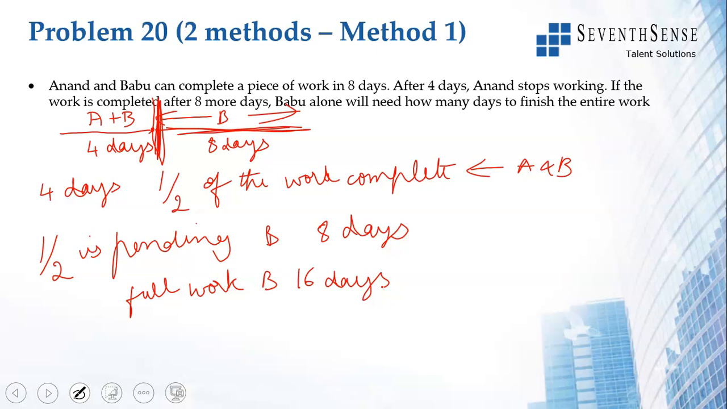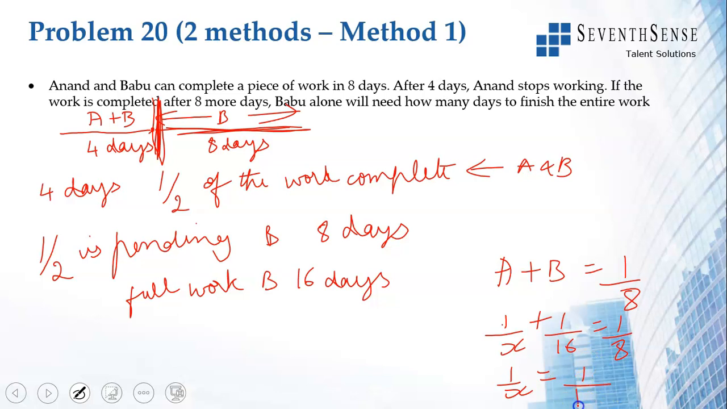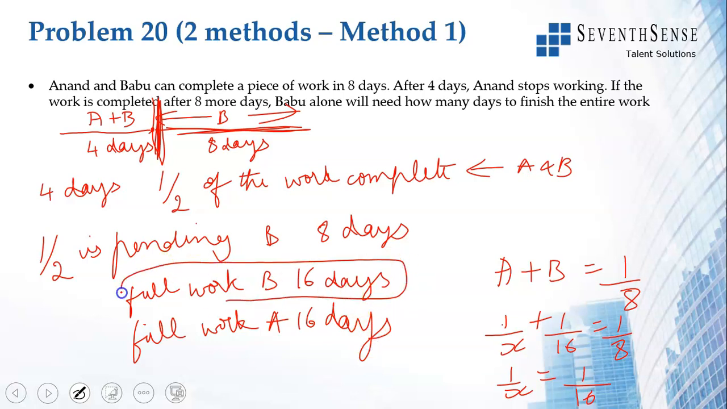So you put that in the equation. A plus B in 1 day will do 1 by 8. If A in 1 day does 1 by x of the work, B does 1 by 16 of the work, and it's 1 by 8. 1 by x is 1 by 8 minus 1 by 16, which is equal to 1 by 16. So A also needs 16 days. For the full work, B needs 16 days, A also needs 16 days. Babu, working alone, will need 16 days to finish the entire work on his own.